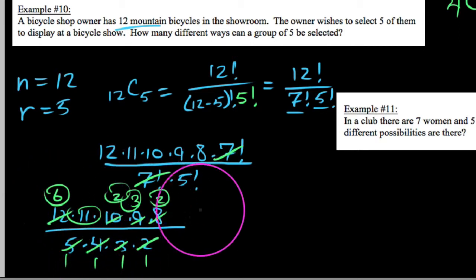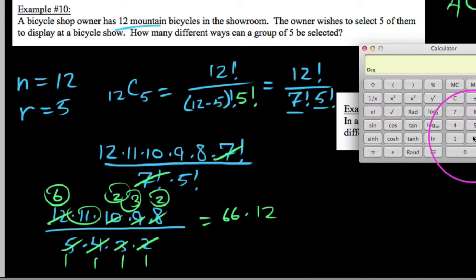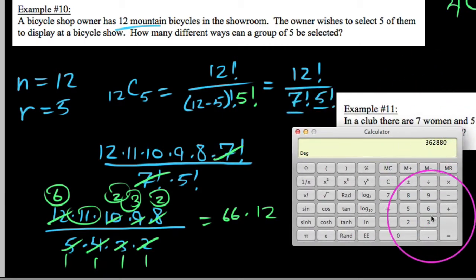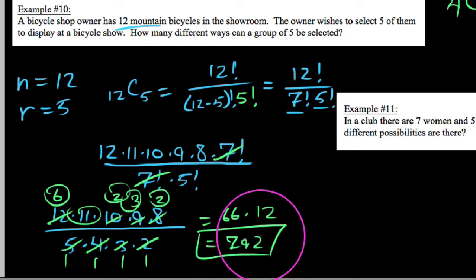We say, okay, well, 6 times 11, that's 66. Times 2 times 3 times 2, well, that's 12. 66 times 12. I suppose I've got a calculator out here. We say, all right, well, 66 times 12, 792. So we have 792 ways that we could display 5 bikes if I had 12 total to choose from.